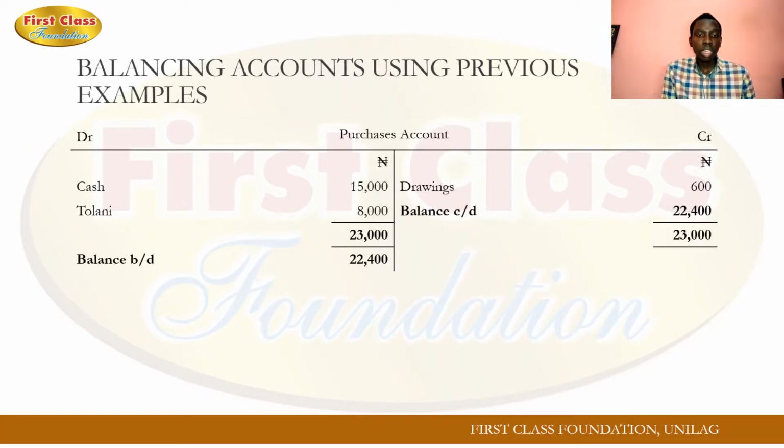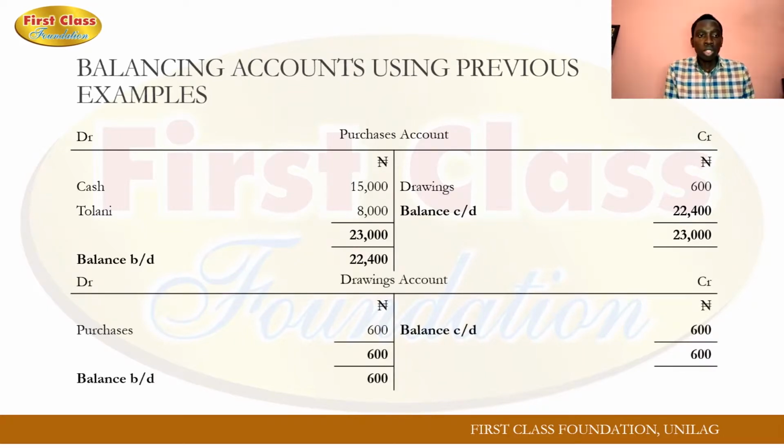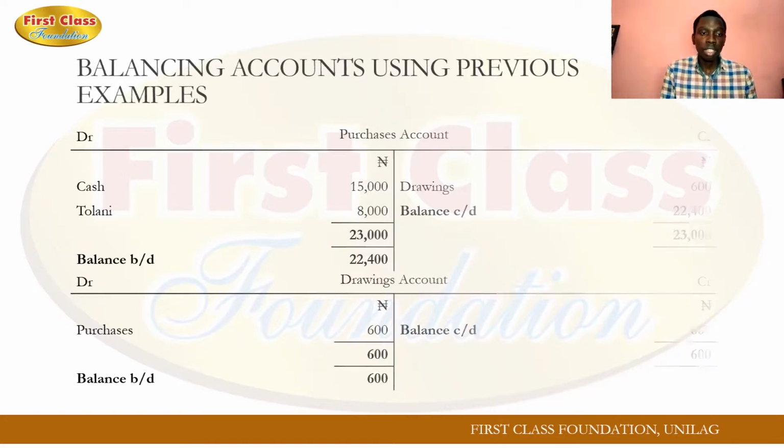So we go to the purchases account. There was a cash purchase of 15,000 and a credit purchase from Tolani of 8,000. Then drawings of goods at cost, 600 naira, leaving our balance at 22,400. So then our drawings account, drawings of 600 naira, that leaves the balance in the drawings account at 600 naira.